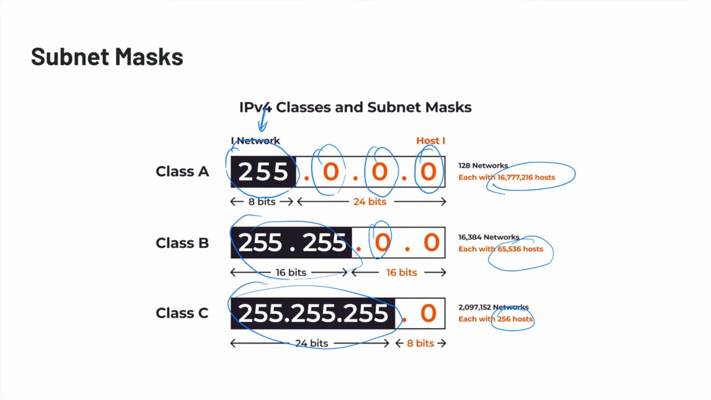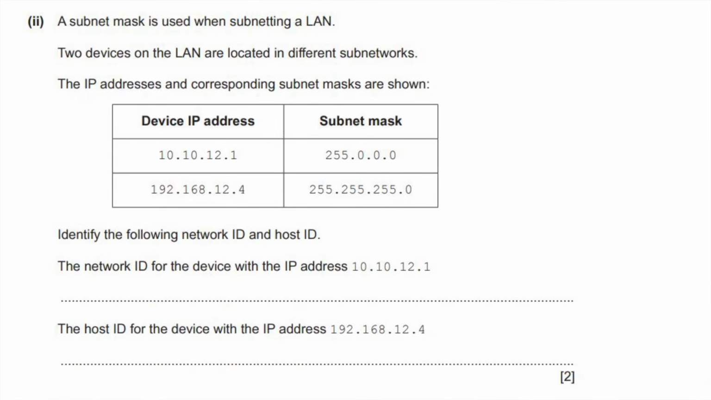So these are our host IDs right here, and the rest is going to be our network ID in our subnet mask. So that being said, let's go ahead and take a look at a practice question. A subnet mask is used when subnetting a LAN. 2 devices in the LAN are located in different subnetworks. The IP addresses and corresponding subnet masks are shown right here.